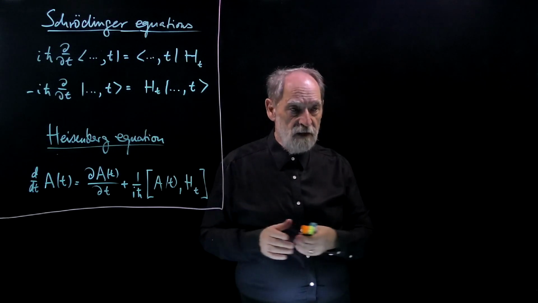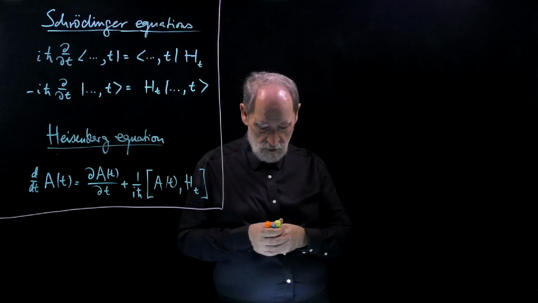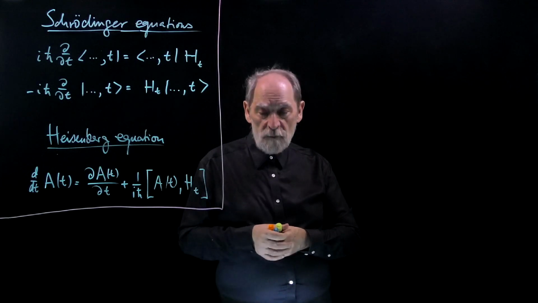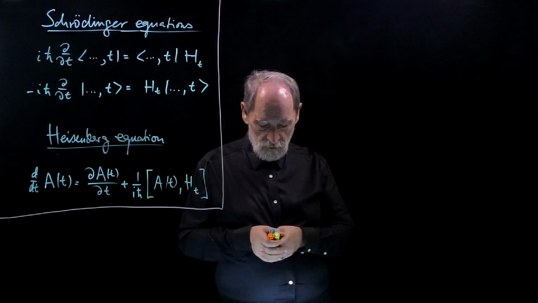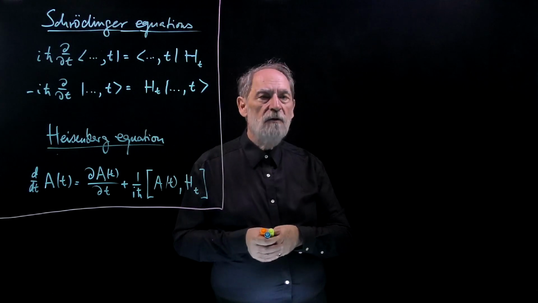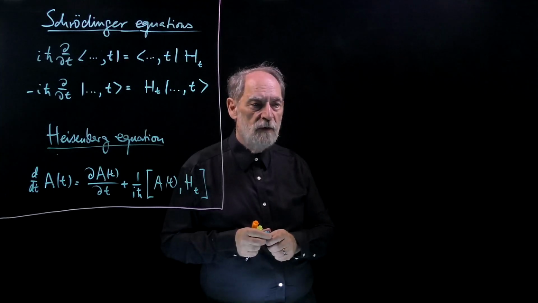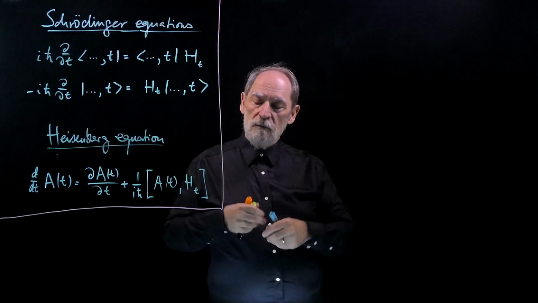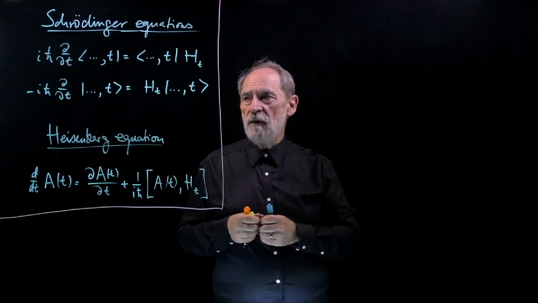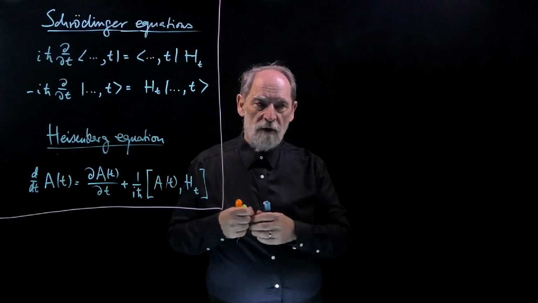But to set the stage, we will just look at an example that is simple enough to go through in detail, but not too simple. So we will still be able to understand a lot of general features about wave functions, Schrödinger's equation, Heisenberg equation, and so forth. And then after studying this simple example, we will go to the more general case.